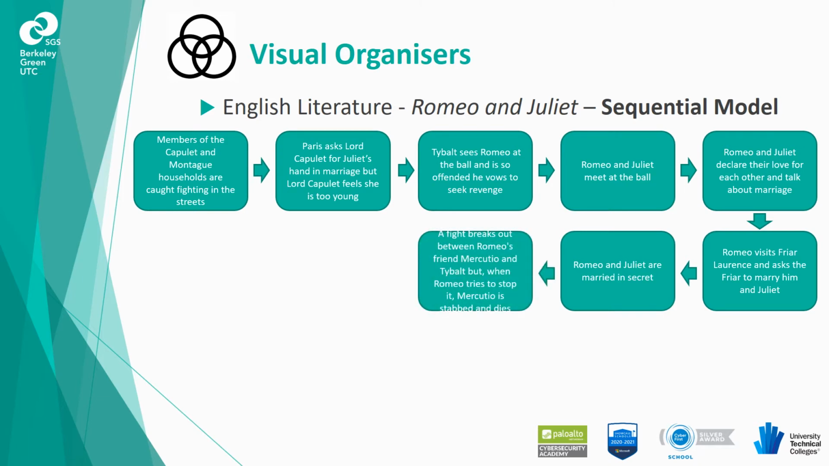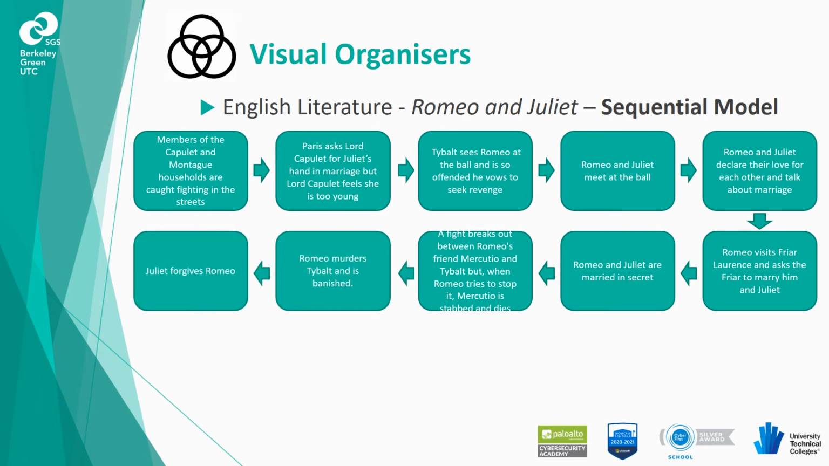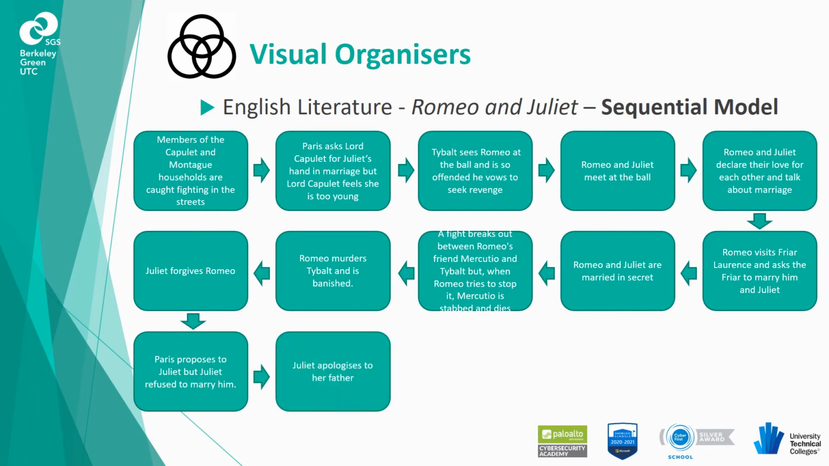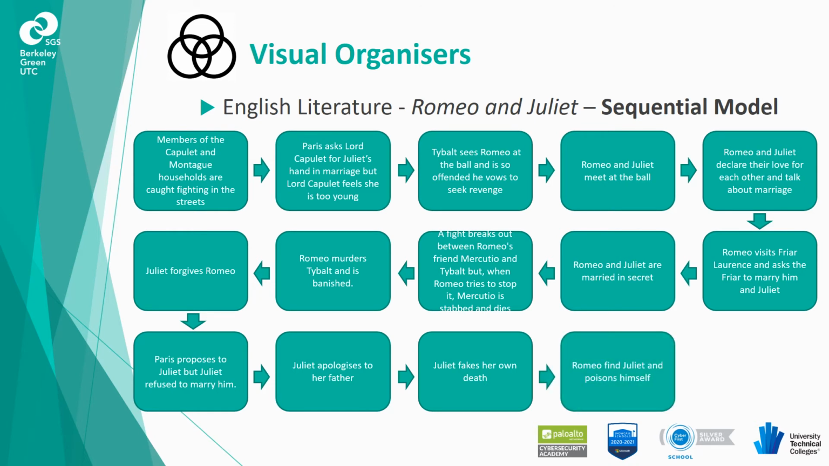A fight breaks out between Romeo's friend Mercutio and Tybalt, but when Romeo tries to stop it, Mercutio is stabbed and dies. Romeo murders Tybalt and is banished. Juliet forgives Romeo. Paris proposes to Juliet, but Juliet refuses to marry him. Juliet apologizes to her father, and then she fakes her own death. Romeo finds Juliet and poisons himself, and the feud between the Capulets and the Montagues ends.